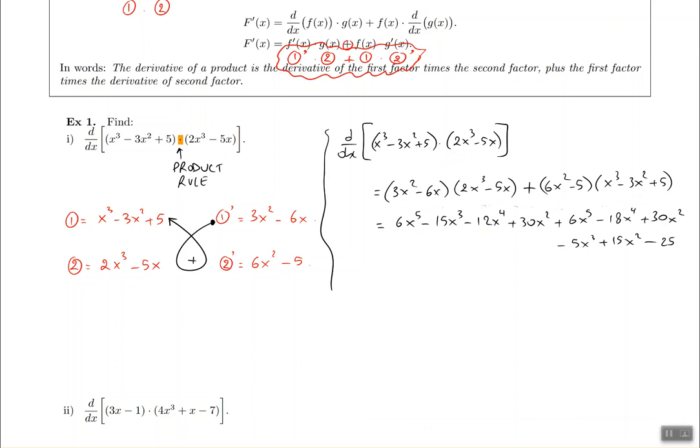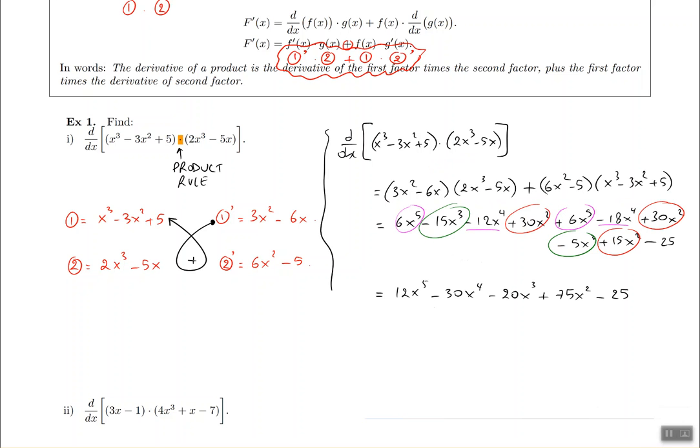And now I need to add every like term. And there we have it. The derivative is 12x to the power 5 minus 30x to the power 4 minus 20x cubed plus 75x squared minus 25. And that's the final answer, so we can just put a box around this and we're basically finished.